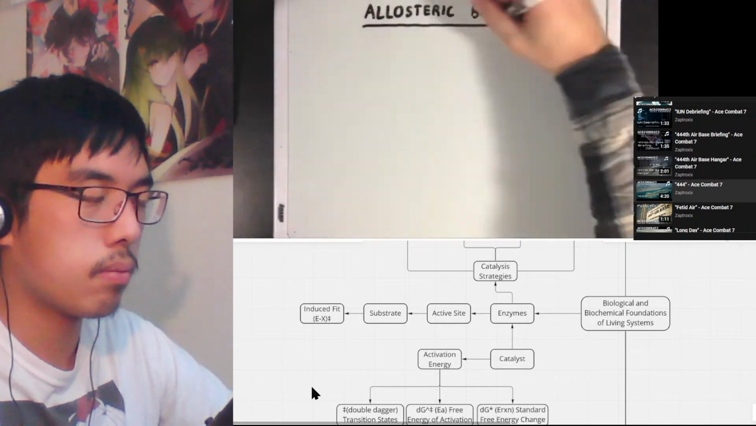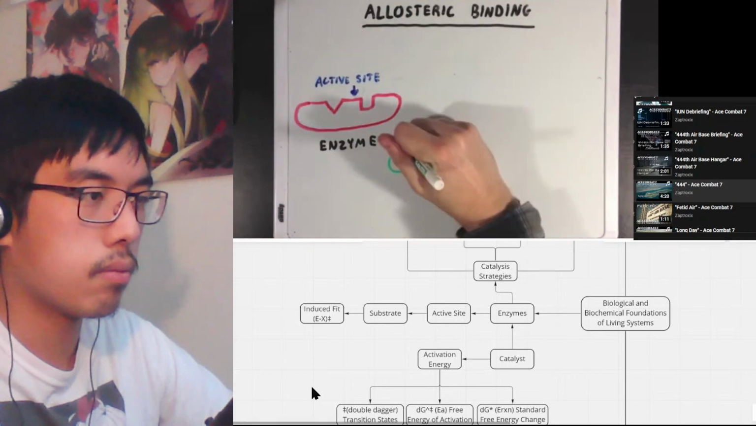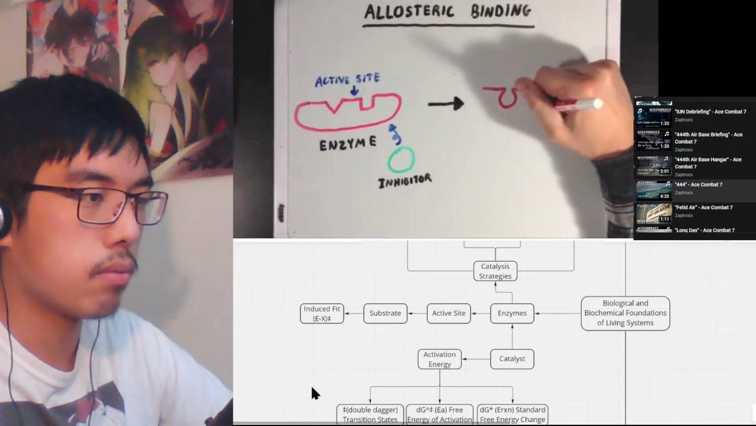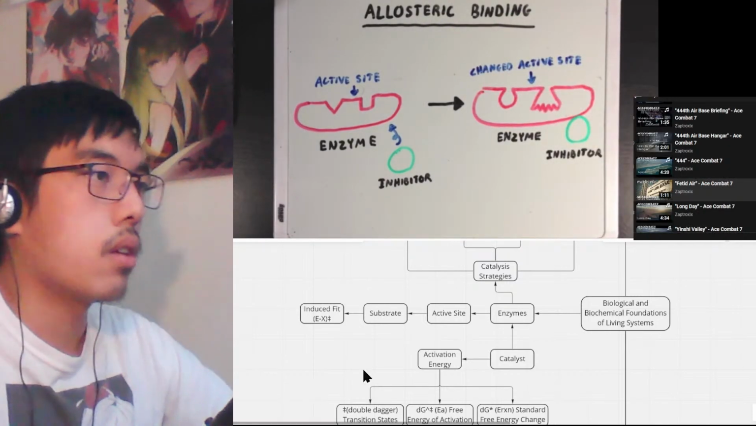Now, sometimes things will bind to enzymes at places other than their active sites, and we call this allosteric binding. So if we have an enzyme here with its active site, a regulating molecule, like an inhibitor, may bind the enzyme at a different location than the enzyme's active site. Now, when something binds to an enzyme like this, it usually has the effect of changing the shape of an enzyme in some way to affect its ability to catalyze reactions. So in this case, when an inhibitor binds the enzyme, it might change the shape of the active site, thereby inhibiting the enzyme as it's no longer able to bind its intended substrate, so they don't quite fit together anymore.